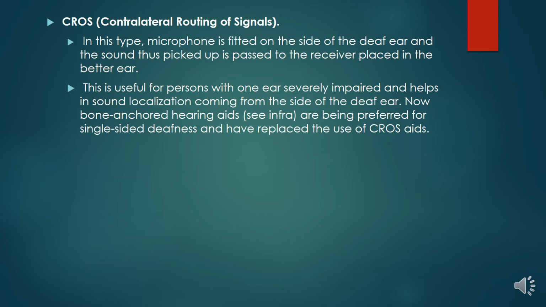Now what is CROS? Contralateral routing of signals. In this type, the microphone is fitted on the side of the deaf ear and the sound thus picked up is passed to the receiver placed on the better ear. This is useful for a person with one ear severely impaired and helps in sound localization coming from the side of the deaf ear. Now, bone anchored hearing aids are being preferred for single-sided deafness and have replaced the use of CROS aids.